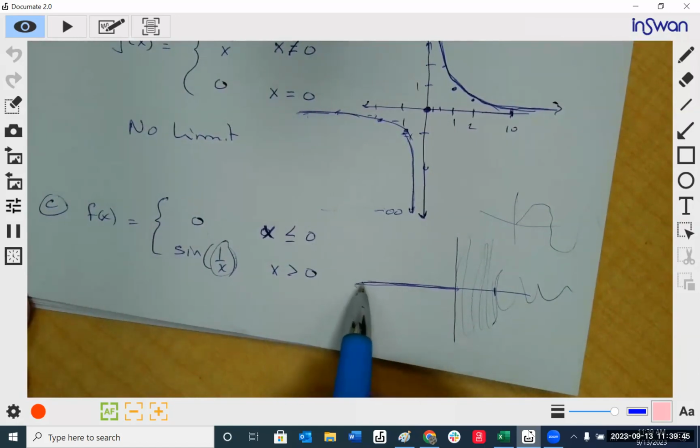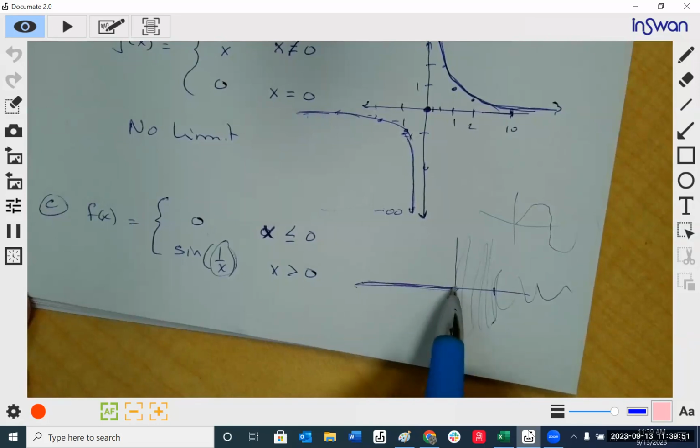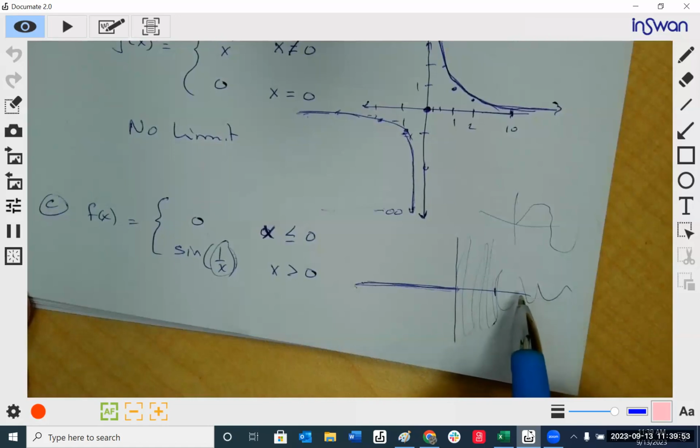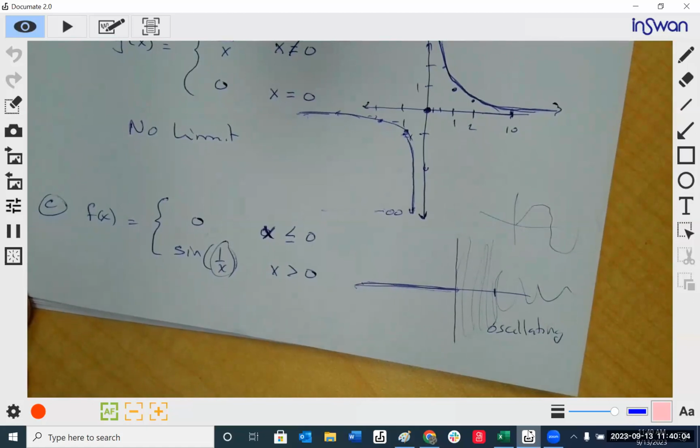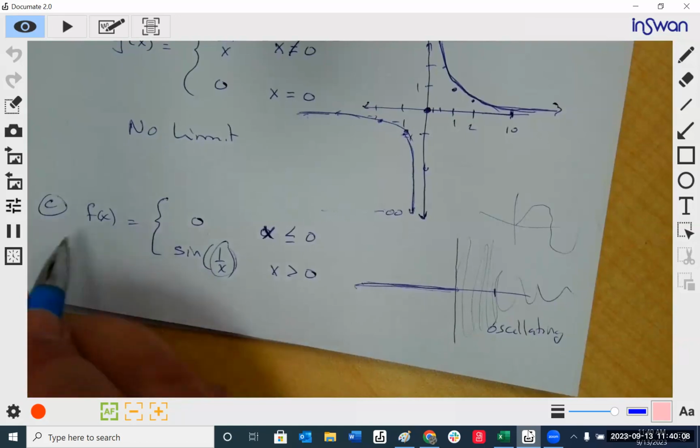So when this one approaches 0 from the left, it's approaching where? 0. When this one's approaching from the right, it's jumping up and down. This is called an oscillating function. It goes up and down, positive, negative, and we don't know where it's going.